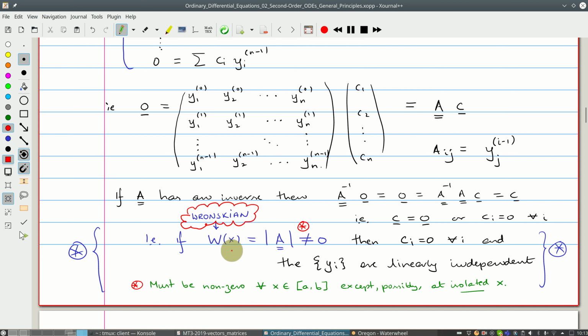So here we are then. If the Wronskian, which is defined to be the determinant of this matrix A, is non-zero everywhere, then the ci's are forced to be 0 for all i, and that implies that the set of functions yi are linearly independent. Once again, we allow some exceptions, so this can be 0 at isolated points. We don't care about those, as long as it's isolated points.